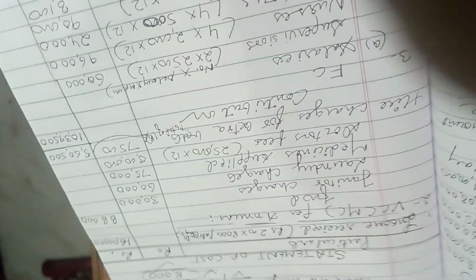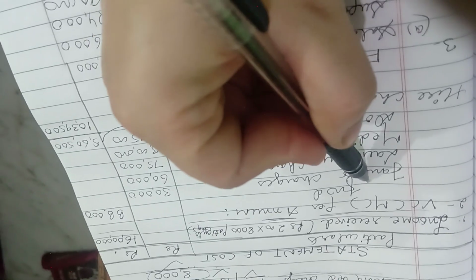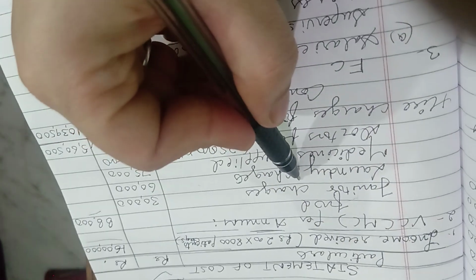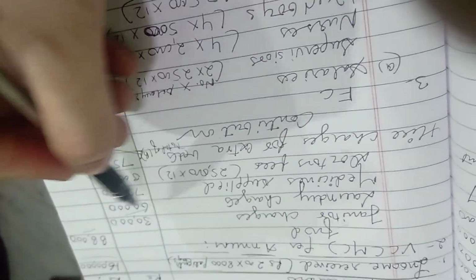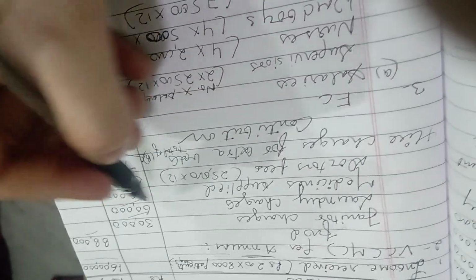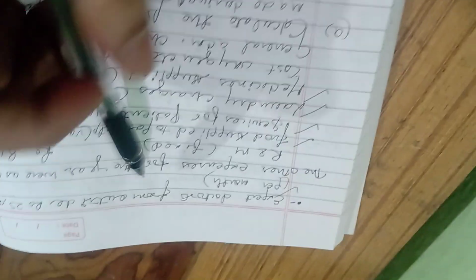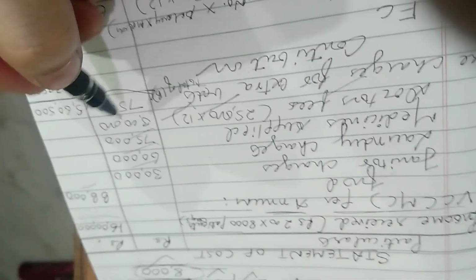Now we will take the variable cost. Per annum the food is 88,000. The janitor charges 30,000, laundry charges 60,000, medicines 75,000, doctor fees. Extra doctors from outside, rupees 25,000 per month. Per month, that means 25,000 into 12, because per month is given. So here it comes 3 lakh.